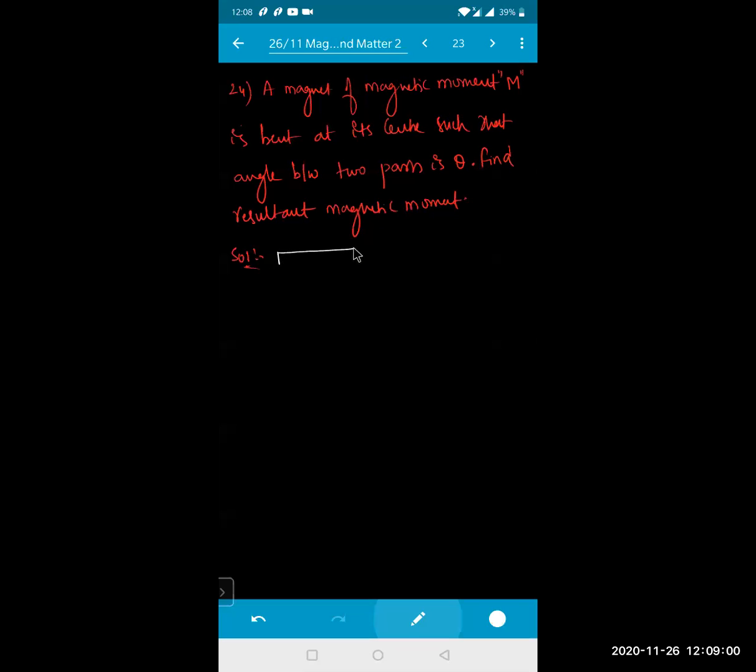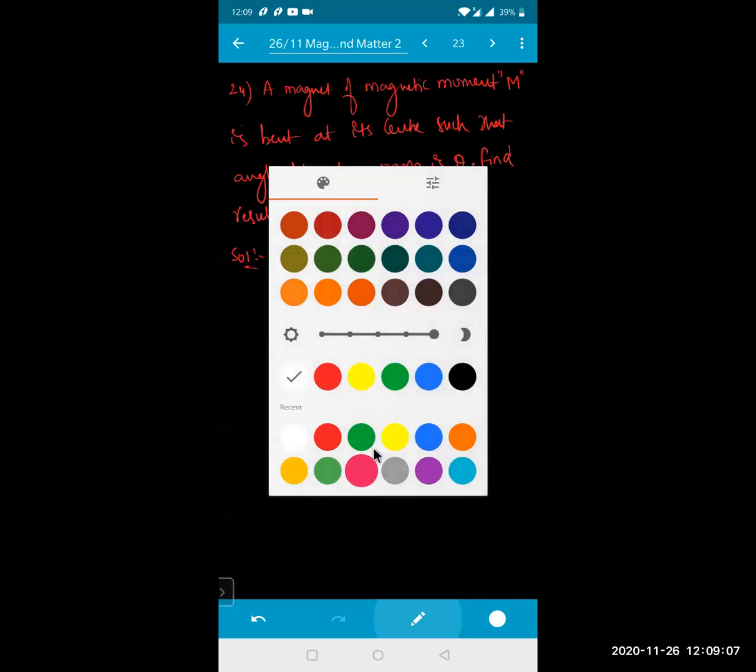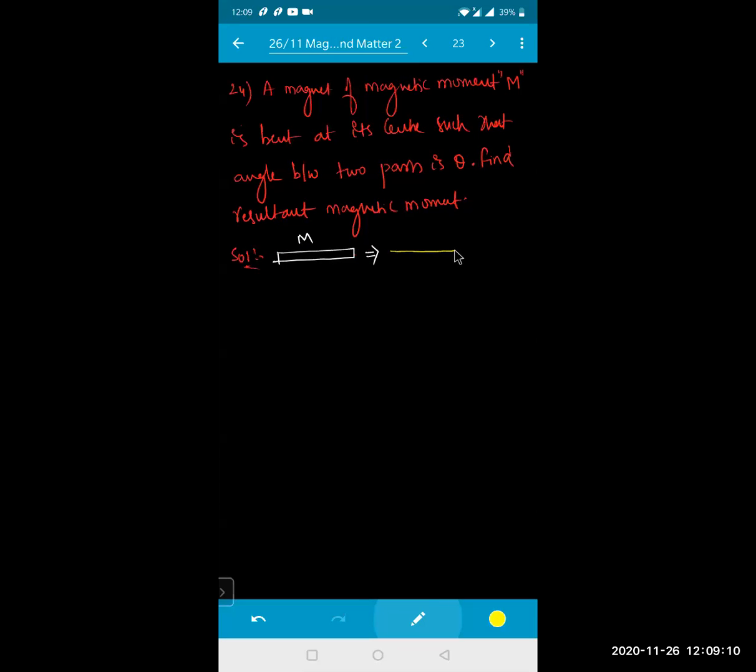We already have a magnet like this, which has a magnetic moment capital M. Now it is bent exactly at the midpoint, so it goes like this and comes back. The top part stays as it is, and this part bends and comes like this. If this is the south pole and this is the north pole, then the bent end will be north and here it will become south. The two endings must have south and north. Now you know the magnetic moment goes from south to north, so its magnetic moment comes in this direction, and the other in this direction. These are the two magnetic moments, let's call this M1 and this M2.